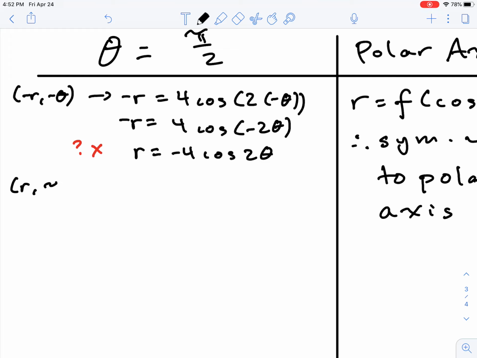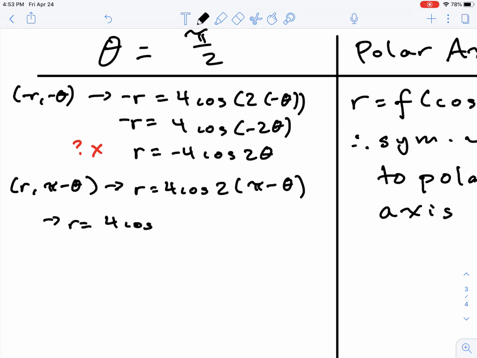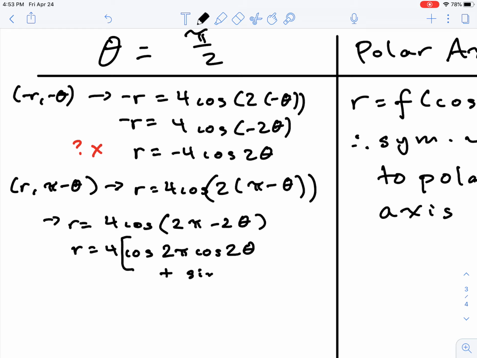The other way was to replace r and θ with r and π minus θ. Let's see what this gives us. r is equal to 4 cos of 2 times (π minus θ). Let's expand this. We're going to say r is equal to 4 cos, and before we use any identities, let's just clean that up a little bit. Multiply 2 times all of this: 2π minus 2θ. And if we use the difference formula for cosine, this is equal to 4 times [cos of 2π times cos of 2θ plus sine of 2π times sine of 2θ]. I've been saying it in the wrong order throughout the videos, I apologize.